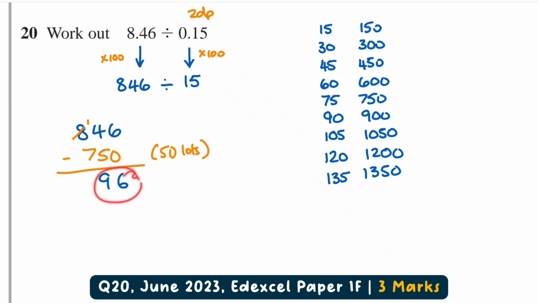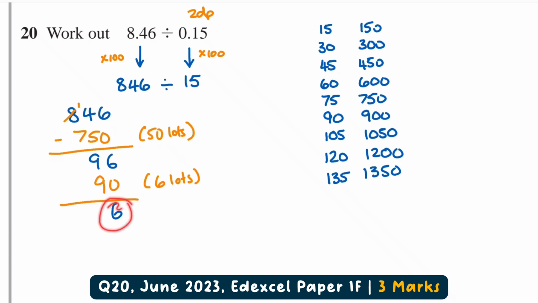So now we've got 96 left. So we're going to go back to our multiples over here, and we need to find the largest chunk that's smaller than 96. And we can see that that's 90. And that's 1, 2, 3, 4, 5, 6. So that's 6 lots. So I'm going to take 90 away from 96. Now we have 6 left. Looking at our list of multiples here, you can see there are no chunks that are smaller than 6.